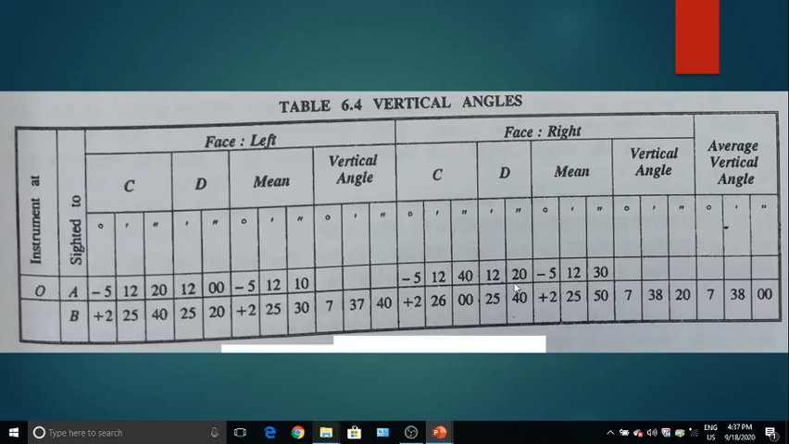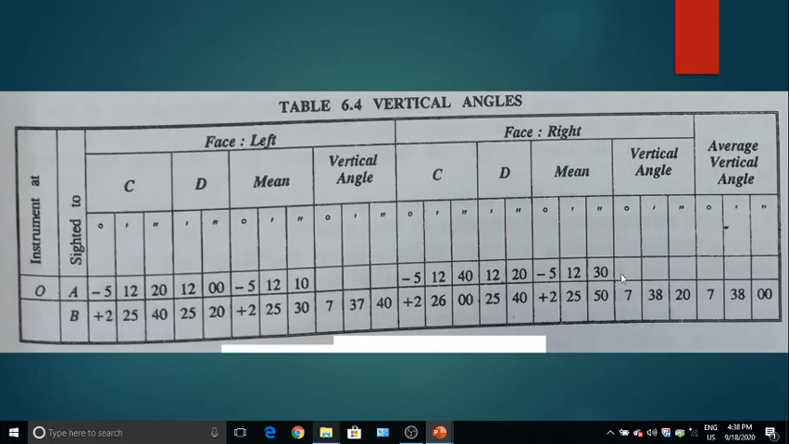Similarly, you have to release your vertical clamp screw and bisect object B, and then after bisecting exactly with the help of the vertical tangent screw, you can note down the readings and enter them into the tabular form. At Vernier C it is 2 degrees 26 minutes and 0 seconds, and at Vernier D 25 minutes and 40 seconds. Then you should take the average just as we have done previously.